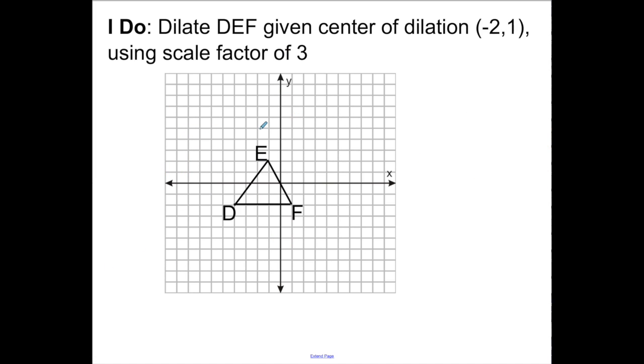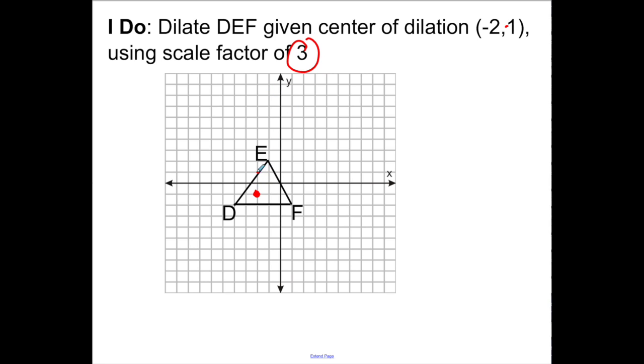All right, so now another. I'm going to dilate DEF, given a center of dilation of -2, 1, and a scale factor of 3. So here's -2, 1, and I'm actually going to call an audible on this. I'm going to make it -2, -1, because that's kind of on the line. I'm going to do -2, -1. And my scale factor is 3.